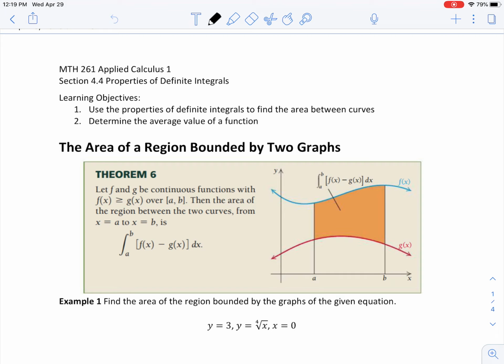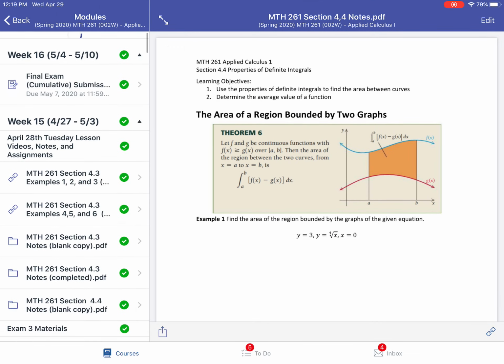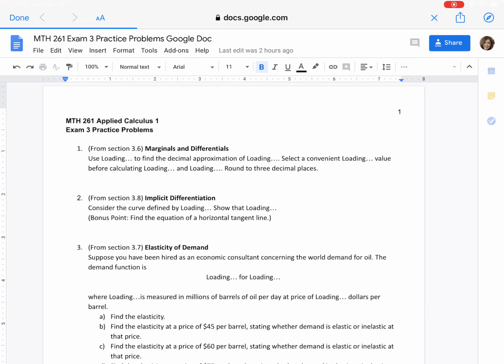But the daily problem, because you know how I've been giving you very similar daily problems at the end of each lesson, I just included the daily problem for 4.4 as number 8 on your exam. So number eight on your exam is, I know you guys are studying this.